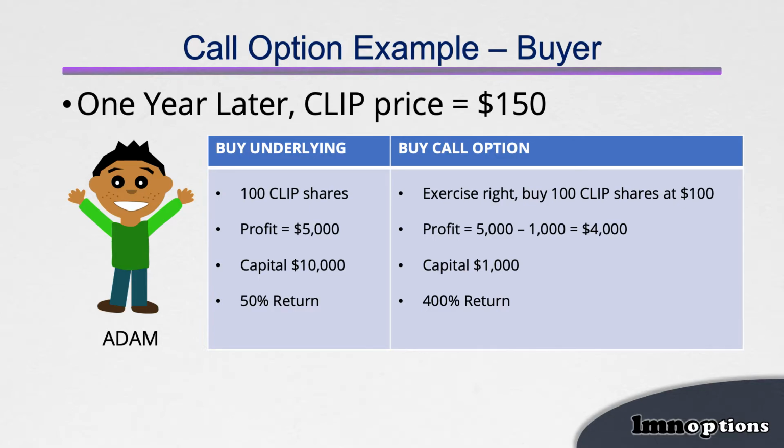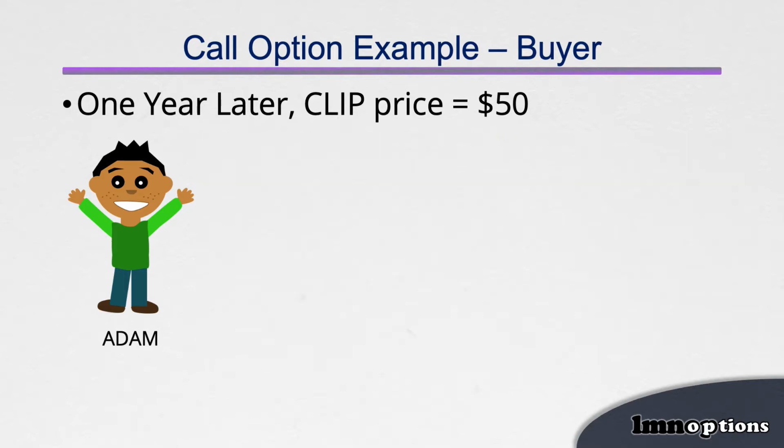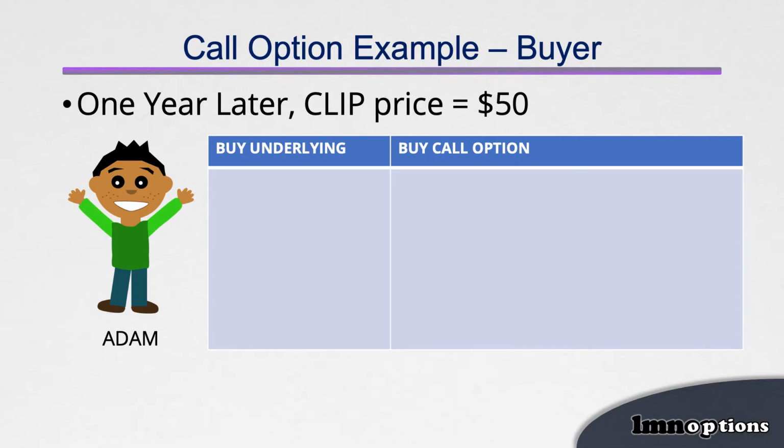But what happens if the trade does not play out as expected? Let's look at scenario number 2, whereby the share price actually falls to $50 per share. If Adam had bought the underlying, he would be holding 100 shares of Clip, which he purchased at $100 per share. His loss would be $5,000, and that would be a 50% loss on the initial capital that he put out for this trade.